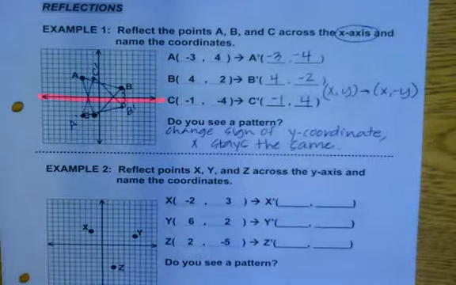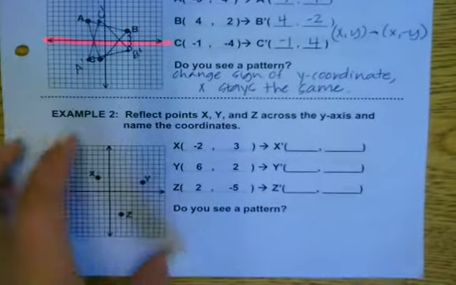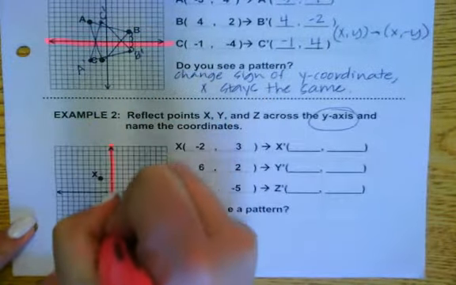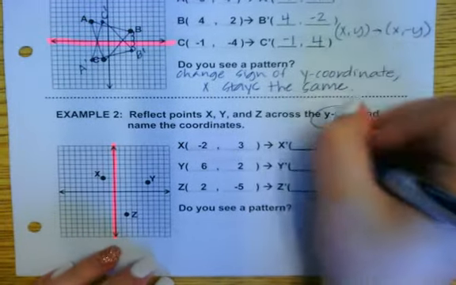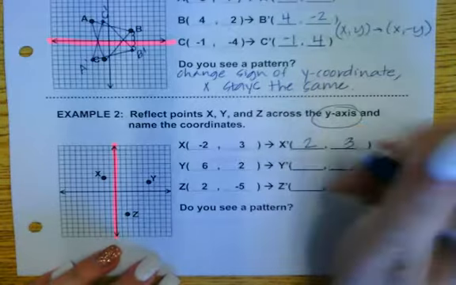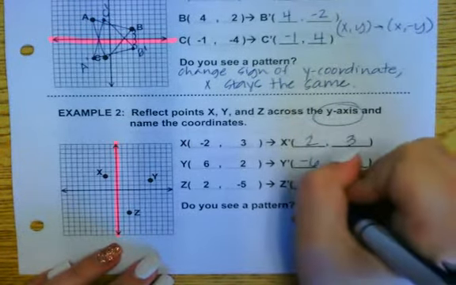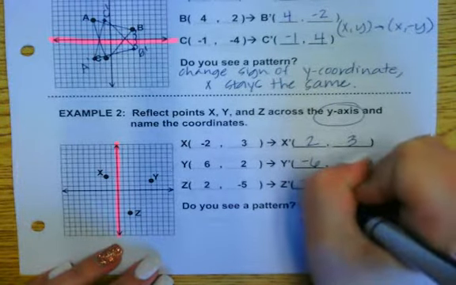Okay, when you reflect something across the y-axis, which coordinate changes? The x. So what would be the point of x prime? 2, 3, y prime? And z prime? Okay, plot your point.